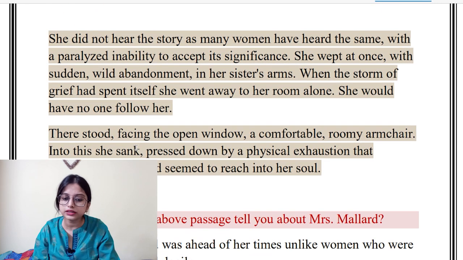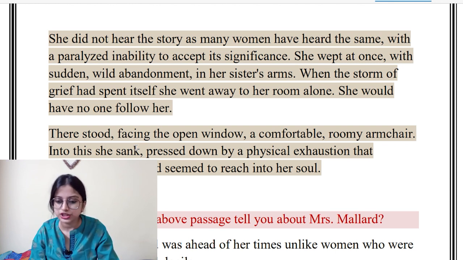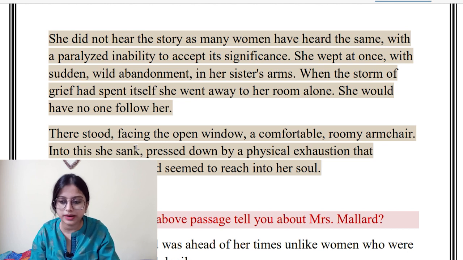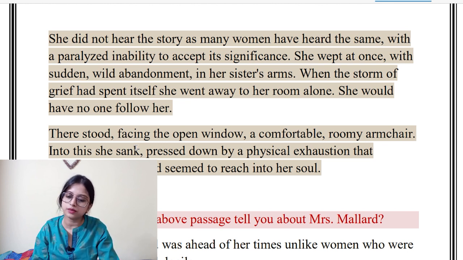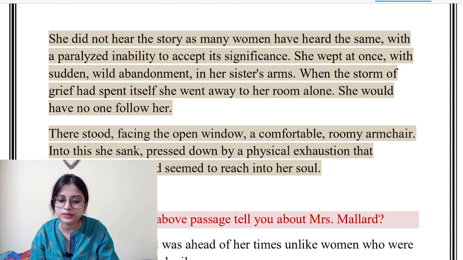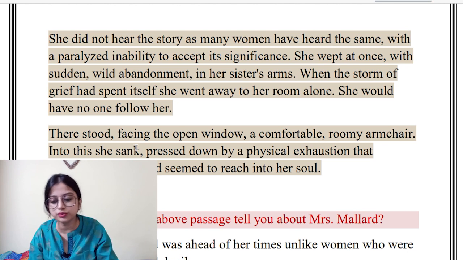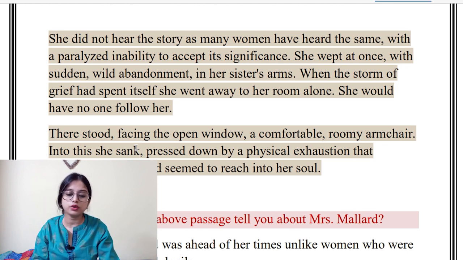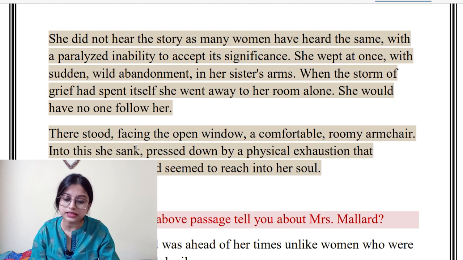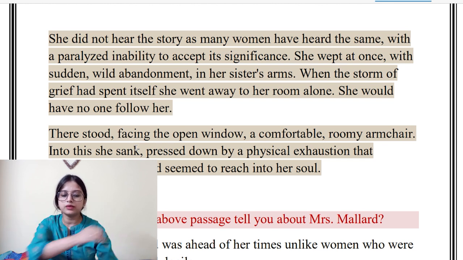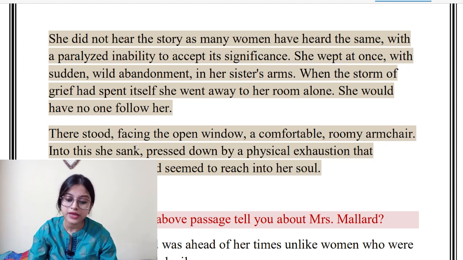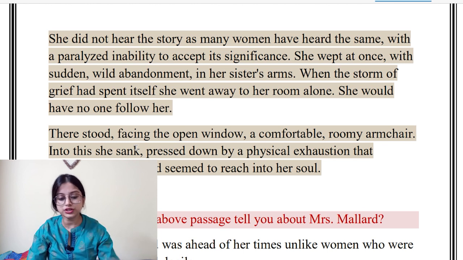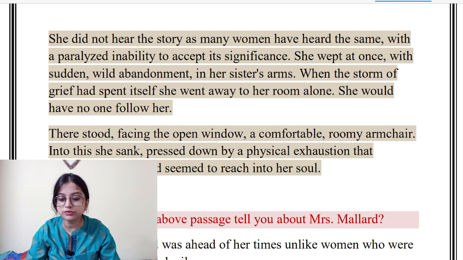She did not hear the story, as many women have heard the same, with a paralyzed inability to accept its significance. She wept at once with sudden wild abandonment in her sister's arms. When the storm of grief had spent itself, she went away to her room alone. She would have no one follow her. There stood, facing the open window, a comfortable roomy armchair. Into this she sank, pressed down by a physical exhaustion that haunted her body and seemed to reach into her soul.